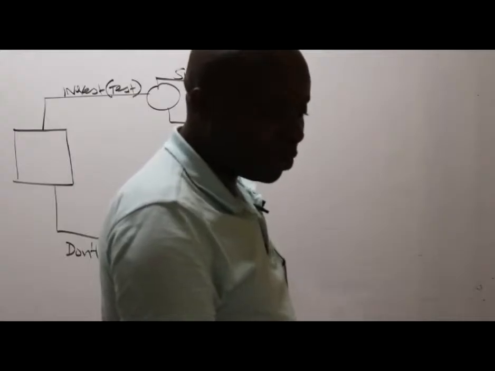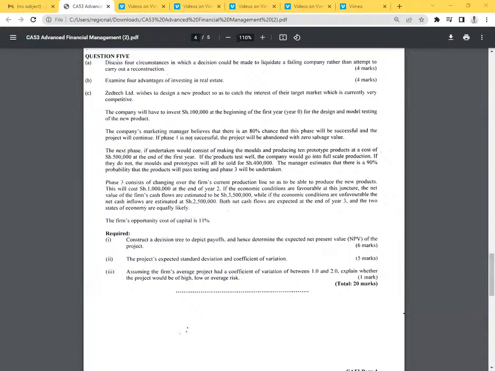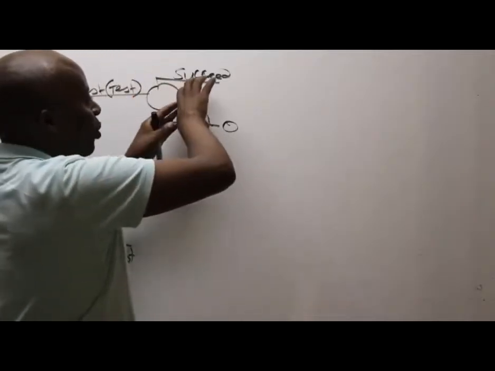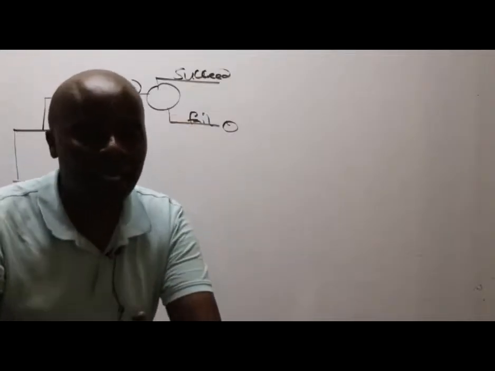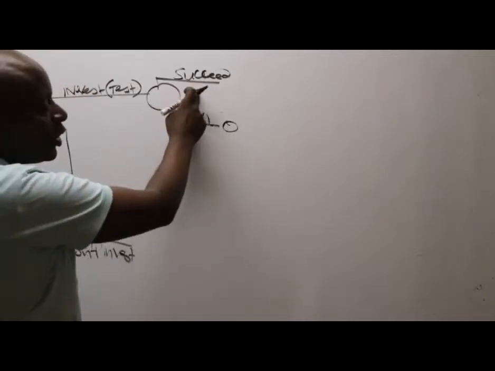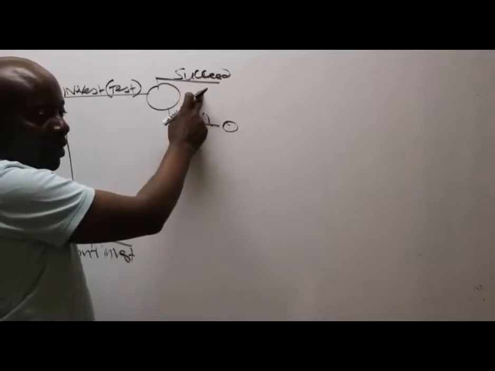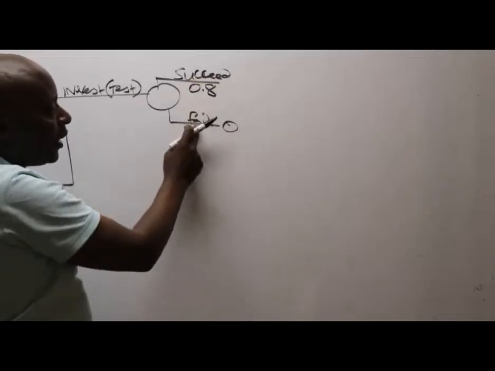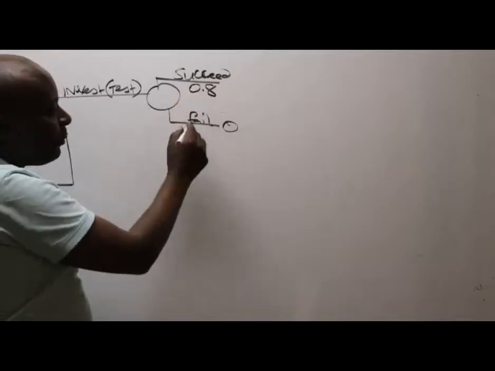Look at this, ladies and gentlemen. The company's marketing manager believes that there is an 80% chance that this phase will be successful and the project will continue. If phase one is not successful, then the project will be scrapped or abandoned with zero salvage value. So we have 80% and 20%. These events come from a circle, because they are probabilistic. What is the probability of succeeding? They've told us it is 0.8. Then what is the probability of failing? The two must add up to 1, so this must be 0.2.